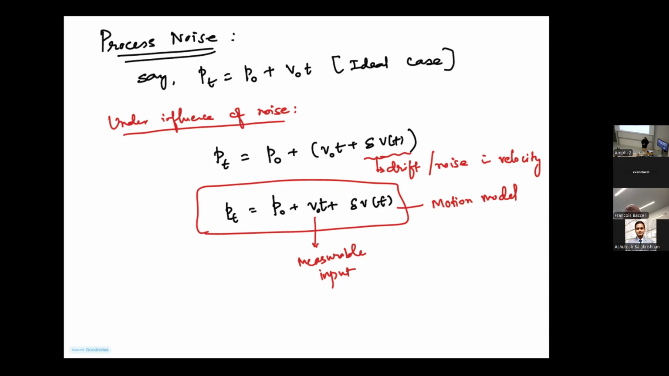But say there is an influence of noise. Now this noise, I'll call it process noise. So the vehicle which is under motion, the velocity gets influenced by noise when the vehicle is in motion. And so say the v0 of t is now being influenced by this del of vt, which is the drift or the noise in velocity. And so this is the overall motion model.